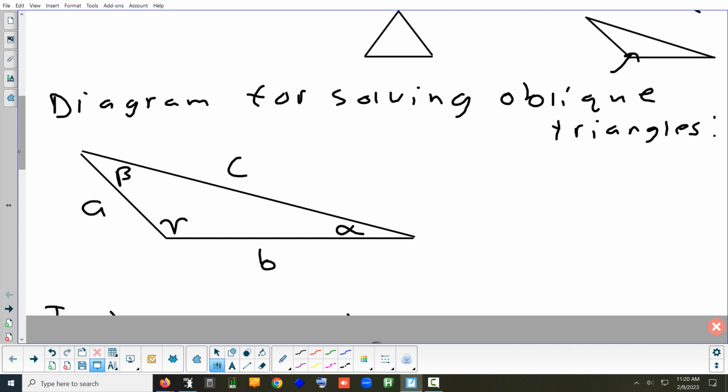So the labeling is pretty similar to what we've done before. We just have one new label. It doesn't matter which way you rotate or flip your triangle. If you want to draw it in different ways, you can. If you draw it that way, that's fine. It's just wherever you put A, make sure alpha is opposite, B, beta is opposite, and then C is opposite gamma. There's no rule about which side needs to be the longest side in this case. Could be A, B, or C.